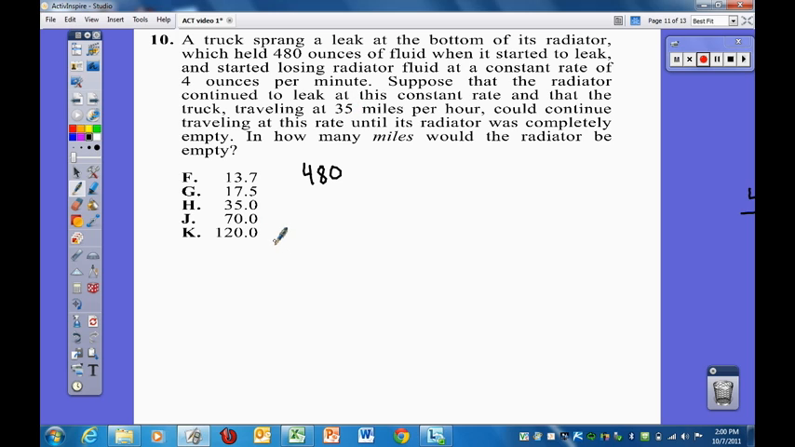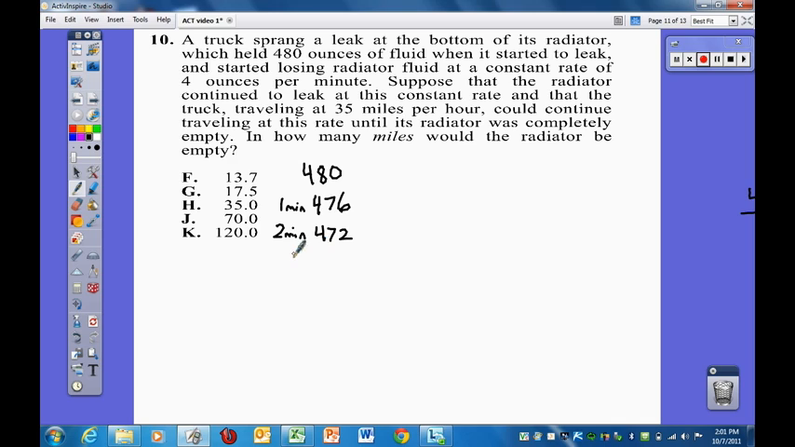And this is what most of the problems on the ACT will be. They won't stop with one answer. You'll have to use the answer you get to answer something else. So that's where we are on this. Now, it's really easy to figure out how long it takes for this radiator to leak out. You could keep track of this. You could say 1 minute later, we've leaked out 4 ounces per minute, so 4 ounces have come out. And then 2 minutes later, another 4 ounces have come out, because it says at a constant rate it leaks out.